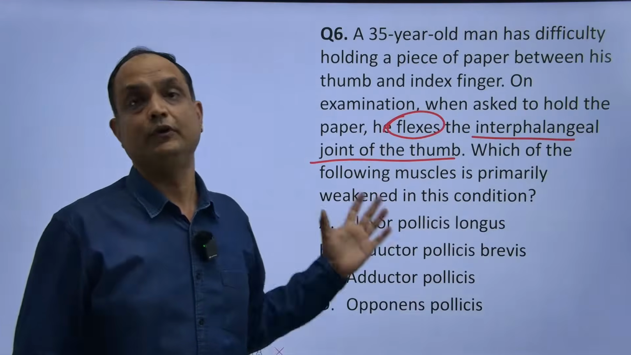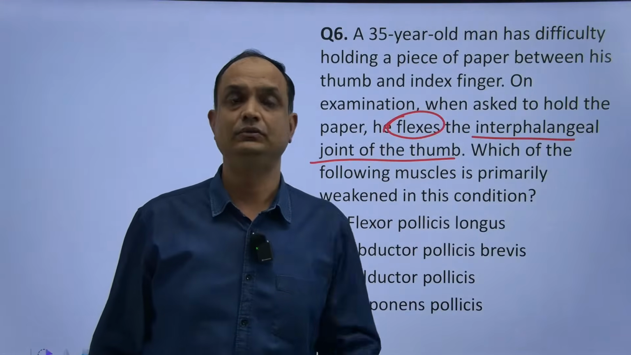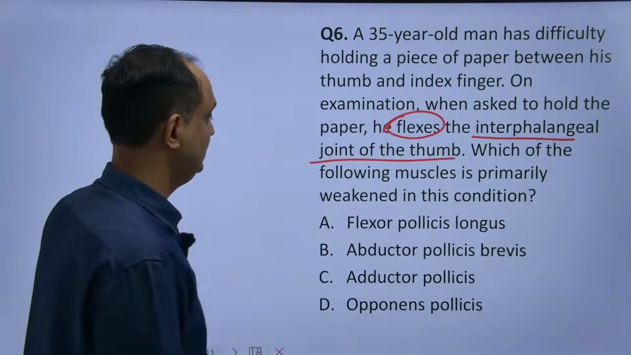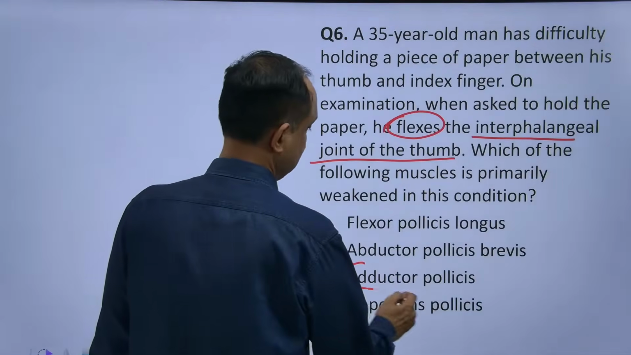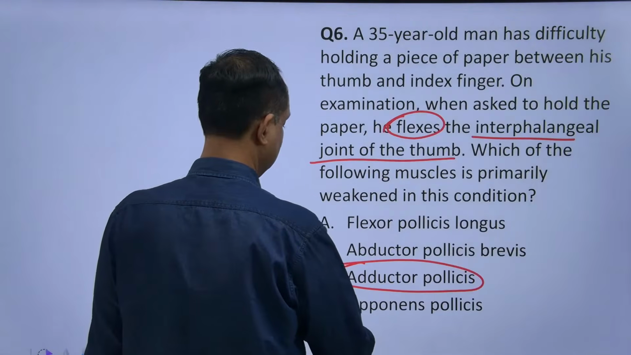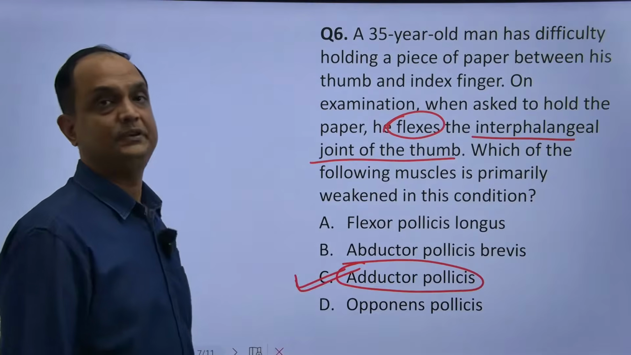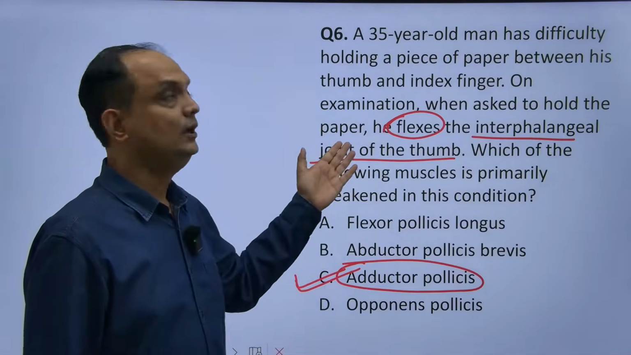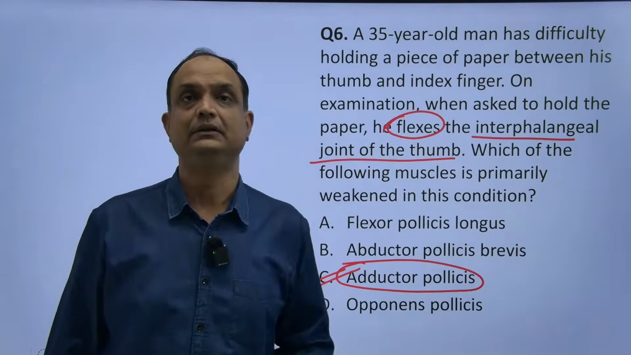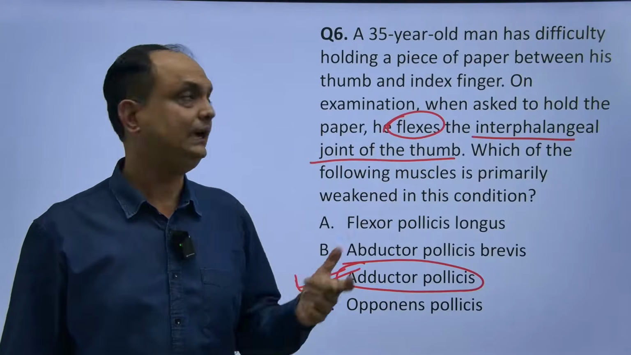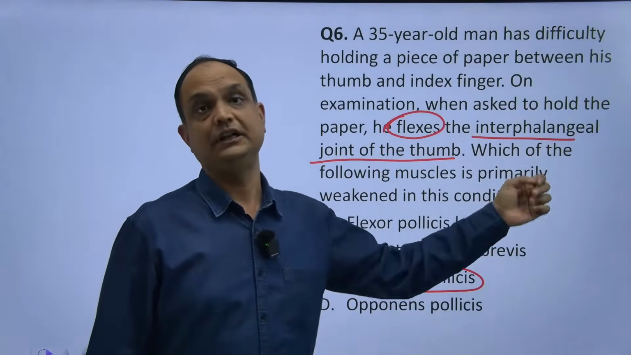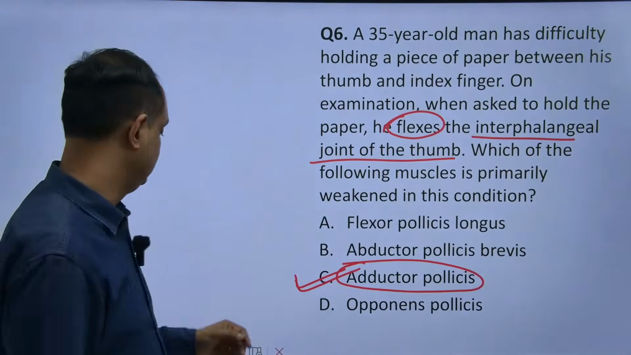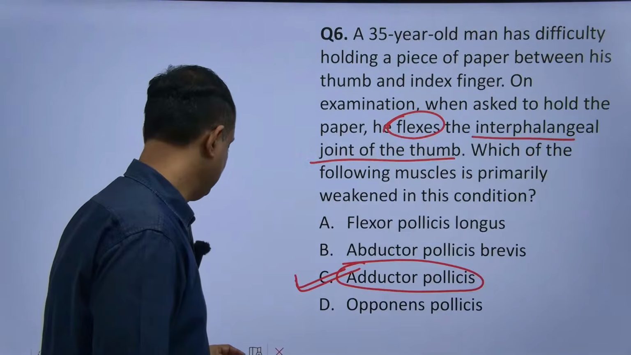So this is known as Froment sign, and Froment sign is done to see the integrity of the muscle known as adductor pollicis. So this is classically the Froment sign, where the patient is not able to hold the paper between the thumb and index finger, and he will do flexion at the interphalangeal joint of the thumb. So this is about adductor pollicis.